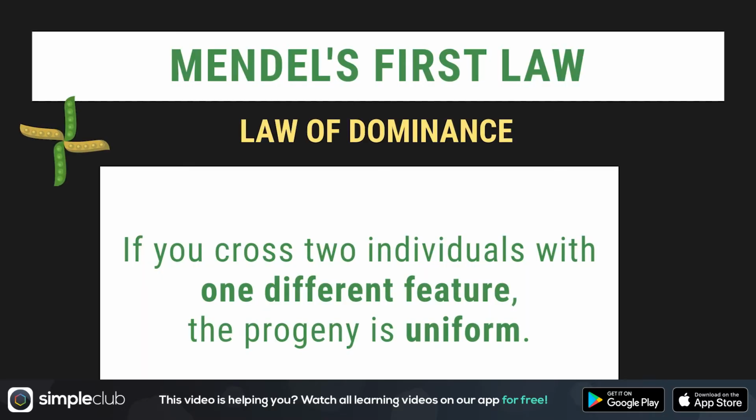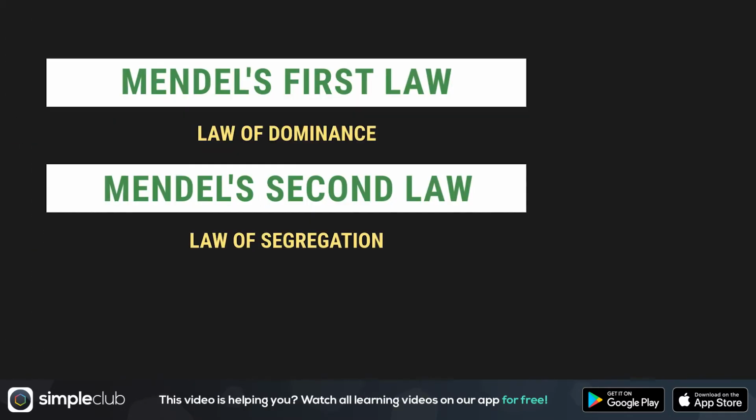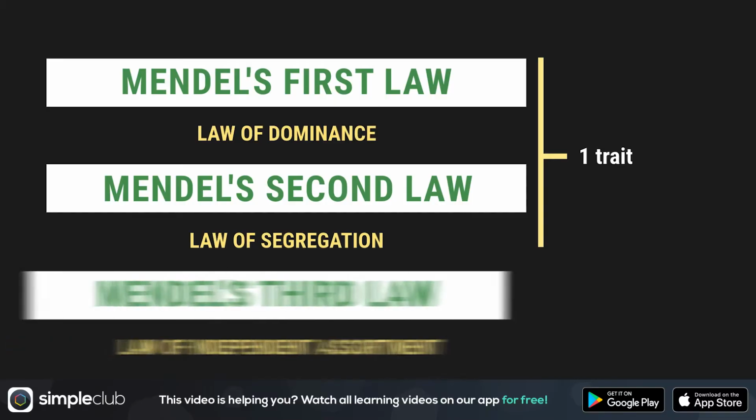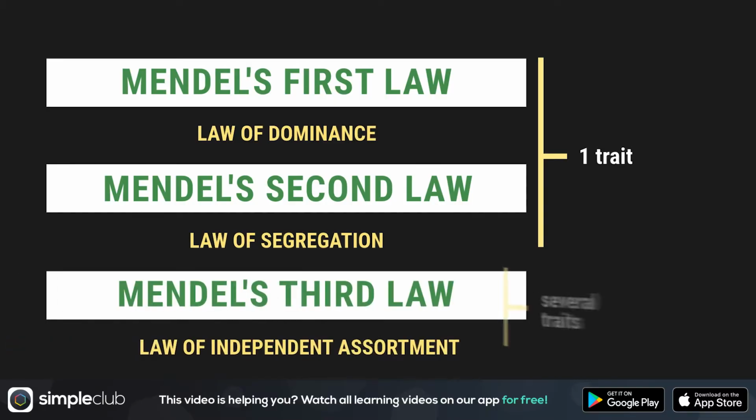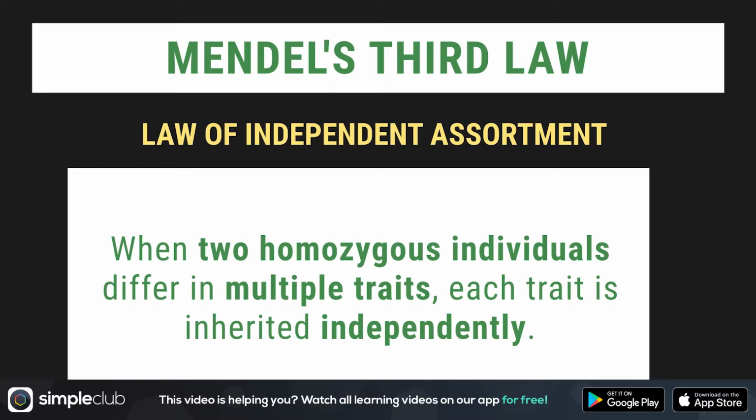The law of independent assortment and the law of segregation, Mendel's second law, always refer to a single trait. That means that only one inherited feature was observed, for example, the seed colors green or yellow. The third law is a bit different. It looks at several characteristics at the same time. The law of independence states that when two homozygous individuals differ in multiple traits, each trait is inherited independently. In the second filial generation, every combination of the characteristics of the parents can occur.